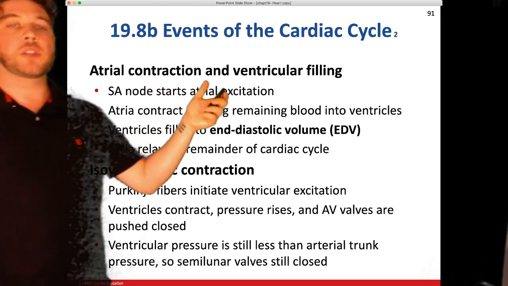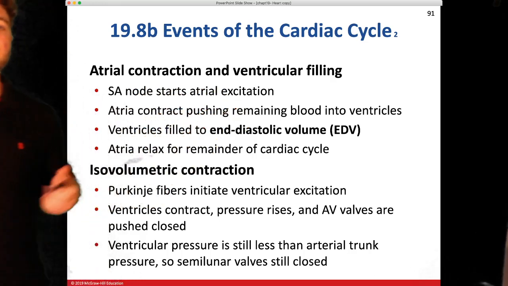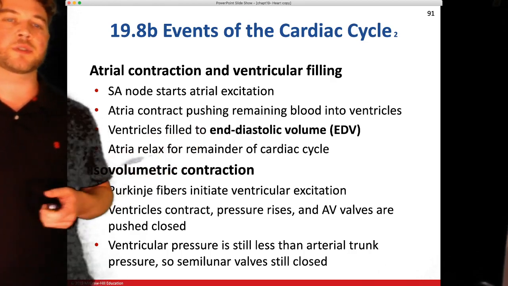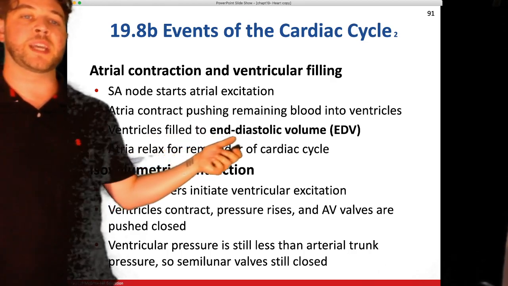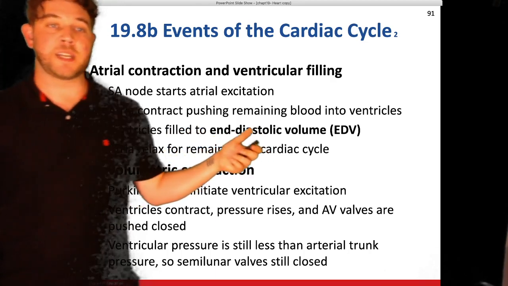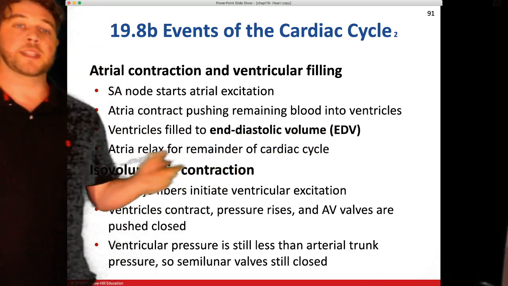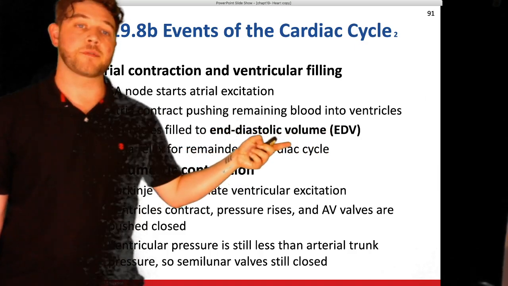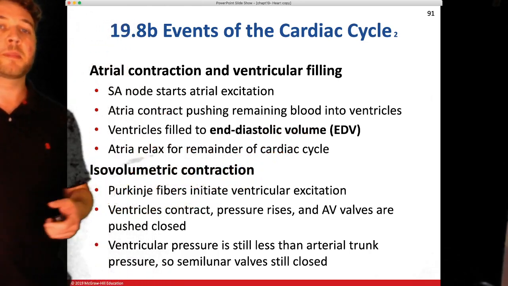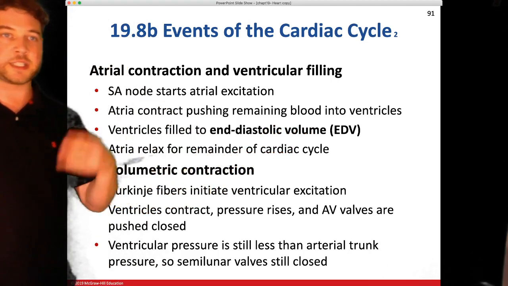The atrial contraction, the ventricular filling starts the cycle. The SA node starts the atrial excitation. The atria contract, pushing the remaining blood that didn't just passively go into the ventricles into the ventricles. And the ventricles are filled to end diastolic volume. So the end diastolic, meaning at the end of their resting phase, what is the volume in the ventricles? This is important because they can only pump what they have. So the EDV determines how much the ventricles can pump. After this point, the atria are relaxed for the remainder of the cardiac cycle until they get filled again.